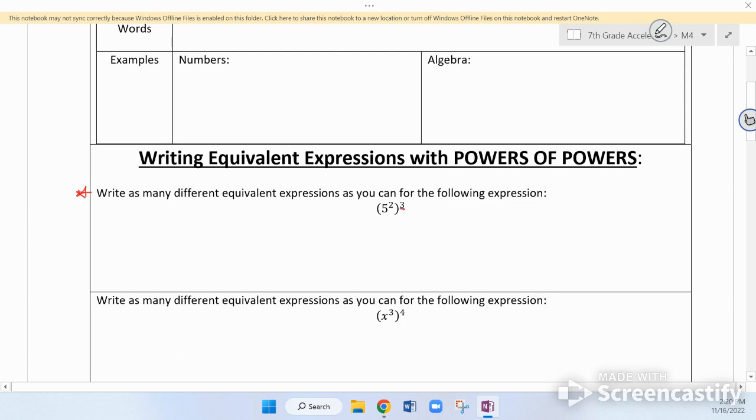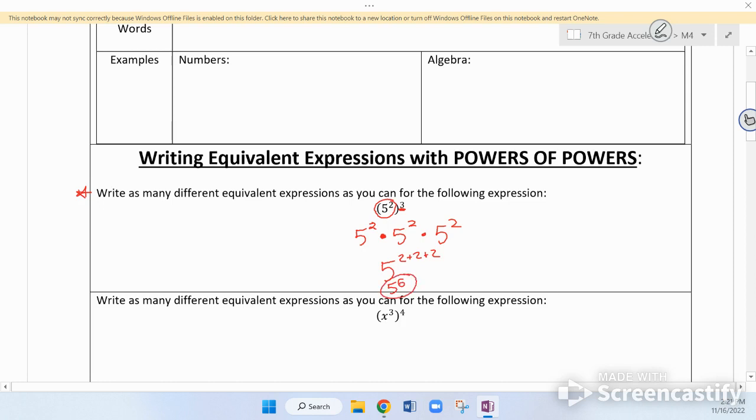Immediately, I think, well, to the third power means use this whole thing three times. So you could say 5 squared times 5 squared times 5 squared. Looking at that equivalent expression, I would say, oh, look at that. It's the product of powers rule. I'm multiplying a bunch of powers with the same base. So I can keep that base, and I can do 2 plus 2 plus 2, and I get 5 to the 6th.